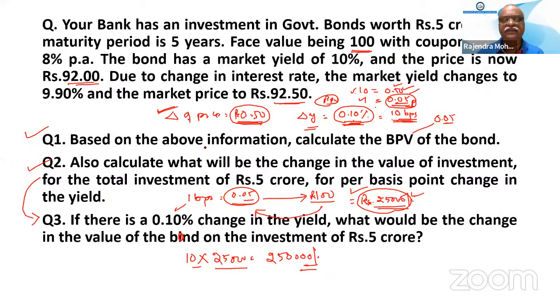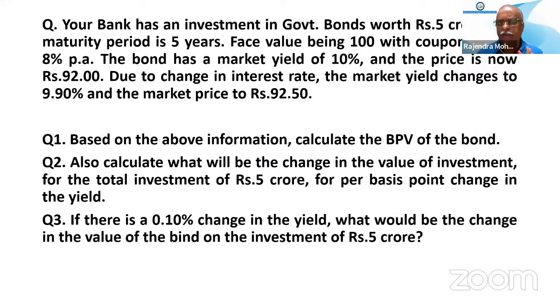So the first question is based on the above information. Have you read the questions? Those people who are asking me to repeat, have you read the questions? If you have read the question, okay. The first question is asking what the BPV is. BPV means for 1 basis point change, what is the change in market price? So we have to find the change in price first. The price has changed from 92 to 91.50, so the change in price is 0.50.